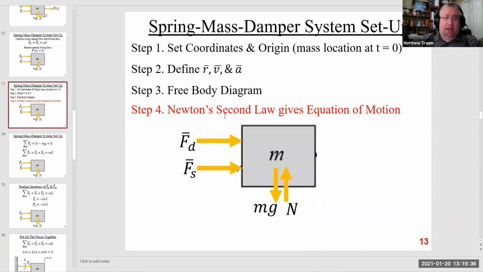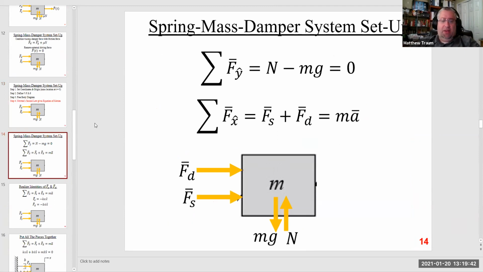So now we're going to do the application of Newton's second law. It's just F equals ma in the y hat direction. It doesn't move in the y hat direction, so the acceleration in the y hat direction is 0, and we're just left with N minus mg equals 0, which is what we expect, so that this mass isn't falling through space in the y direction. Then in the x direction, the mass is moving, so the sum of the forces on the mass is equal to its mass times its acceleration. It's just the spring force plus the damper force equals ma.